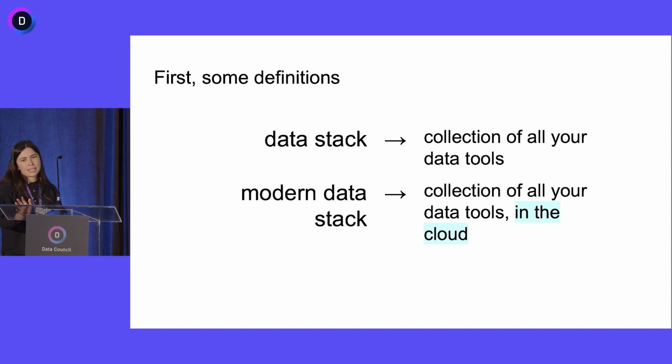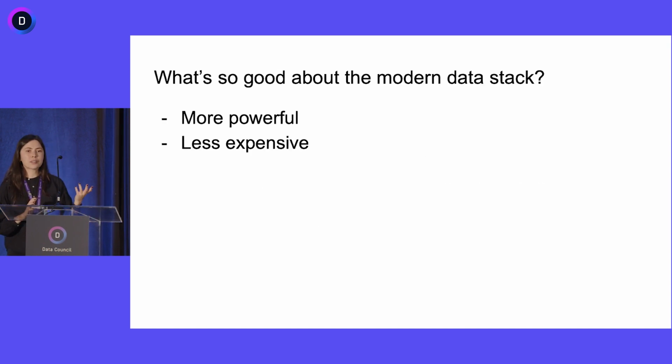There are a lot of other things to say here. People have different attributes that they look at, but there seems to be general consensus that your data stack is modern if it's comprised of cloud-based tooling and infrastructure. And that might seem like a sort of simple transition. So what is so good about the modern data stack?